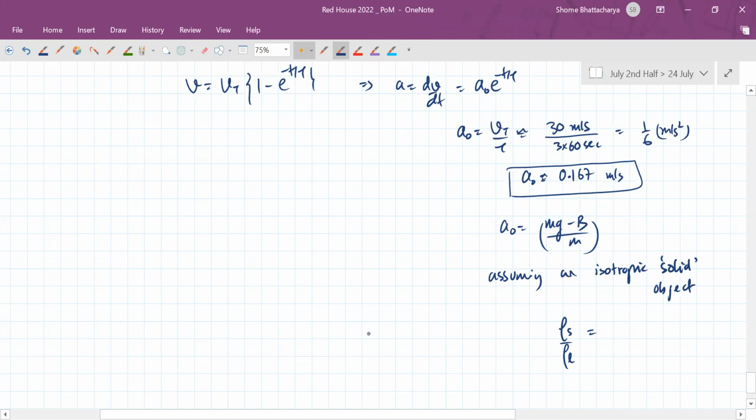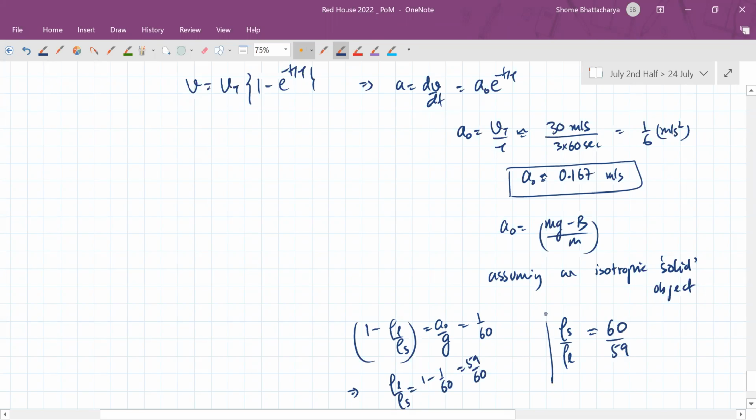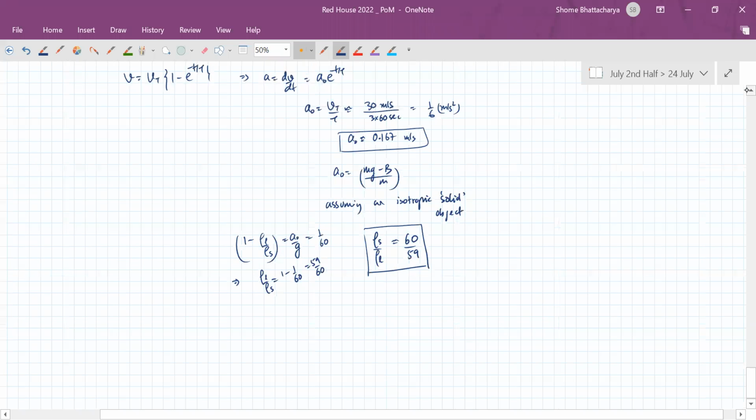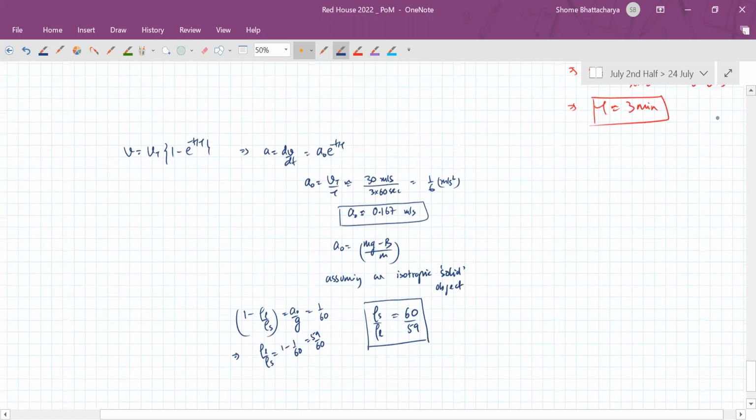To invert this relation, this relation is like this: 1 minus density of liquid divided by the density of solid is a naught by g. So that's nearly 1 by 60. Okay, so the density of the solid with respect to the density of the liquid is only marginally greater. They're almost of the same density. So that's why, in fact, it's taking minutes to reach the terminal velocity.